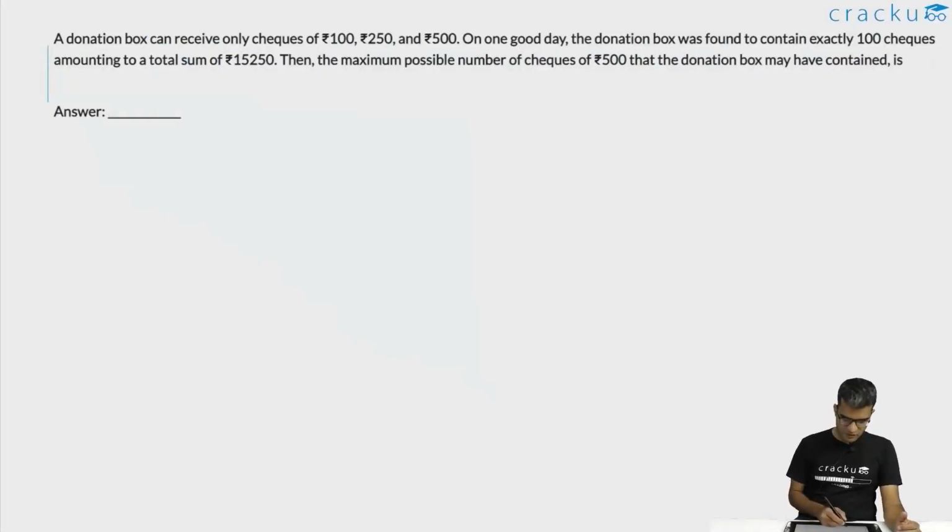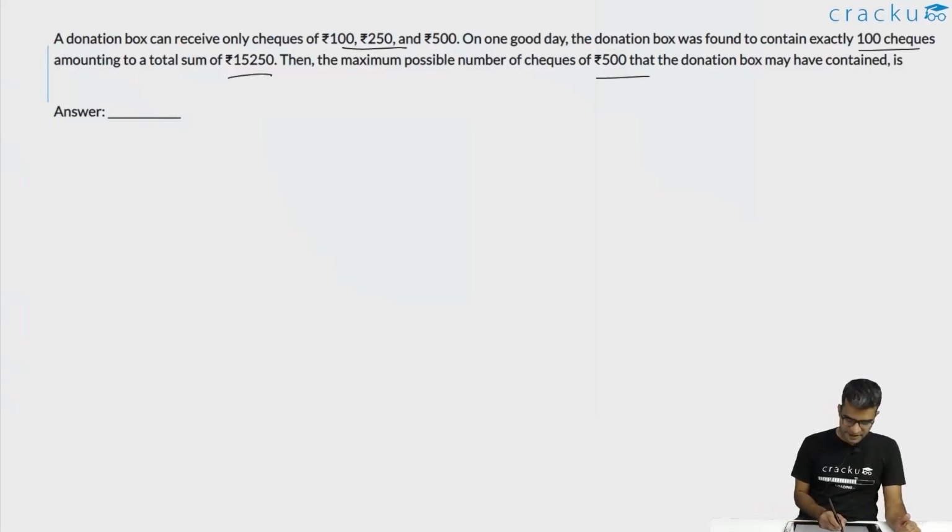In this question, we are told that there is a donation box which can receive only checks of 100, 250 and 500 rupee notes. On a good day, it received exactly 100 checks which total to 15,250. We are required to calculate the maximum number of 500 rupee checks that it has received.